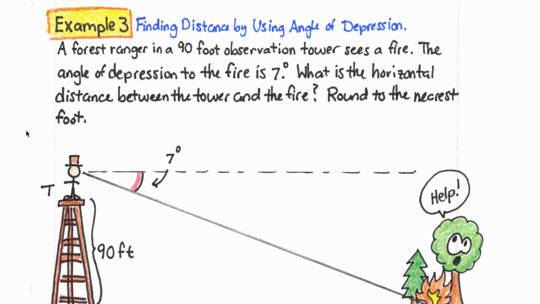Example 3. Finding distance by using angle of depression. A forest ranger in a 90-foot observation tower sees a fire. The angle of depression to the fire is 7 degrees. What is the horizontal distance between the tower and the fire? Round to the nearest foot.